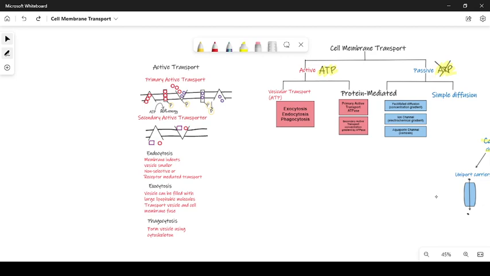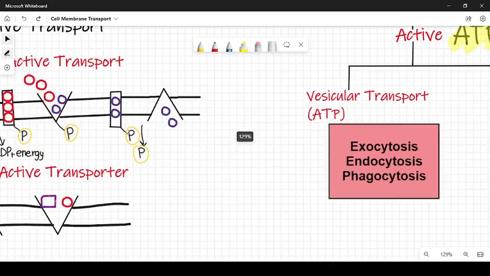So an active transport moves molecules against their concentration gradient, so from the area of low concentration to the area of high concentration. So it supports this equilibrium. So here we have primary active transport, secondary active transport, and vesicular active transport. So let's start off with primary active transport.